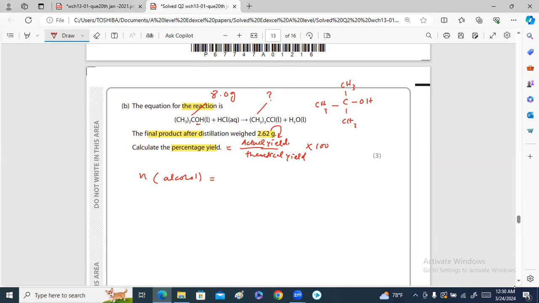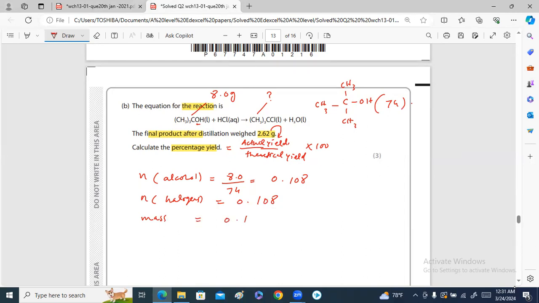This is the tertiary alcohol. We have the 8.0 gram and calculate the MR of this compound. That is 74. This alcohol, tertiary alcohol, if you calculate the MR, this is 74. So the moles are 0.108. Now we can calculate the moles of this tertiary halogenoalkane. As you can see, tertiary alcohol and tertiary halogenoalkane are present in 1:1, so that's why the moles are the same, 0.108.